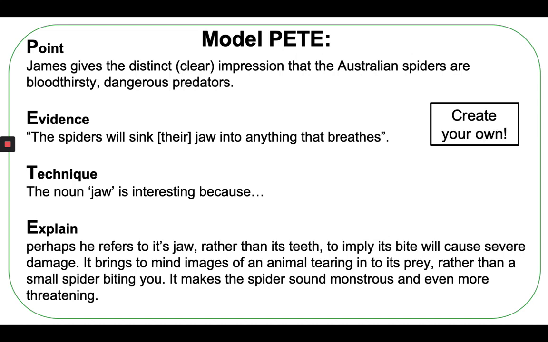Now, if anybody required some help with the model PEAT, here you go. Here is my example. James gives a distinct, clear impression that the Australian spiders are bloodthirsty, dangerous predators. The spiders will sink their jaw into anything that breathes. The noun jaw is interesting because I've selected a key word, but I have remembered to say what word type it is. That's subject terminology. Perhaps he refers to its jaws and you've just heard me read this. I'm not going to read it again. You should be creating your own now.